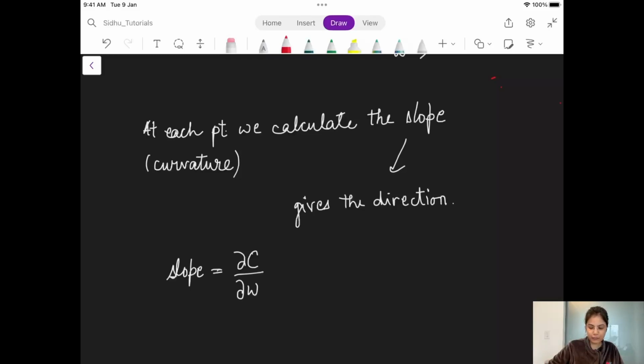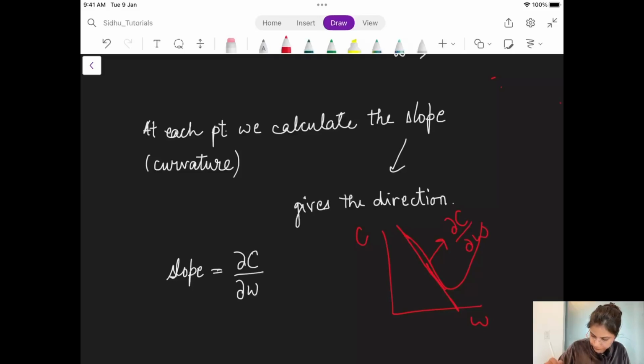And what do we mean by slope? This you have already seen for gradient descent. We are plotting cost versus w, or any of the parameters that we are going to find out. So here this tangent will be delta c by delta w. So this is the slope here.